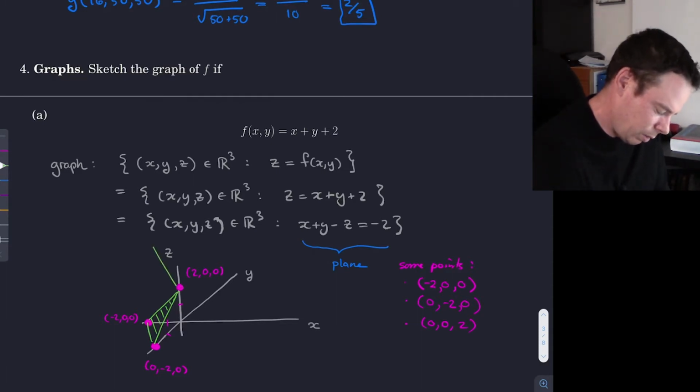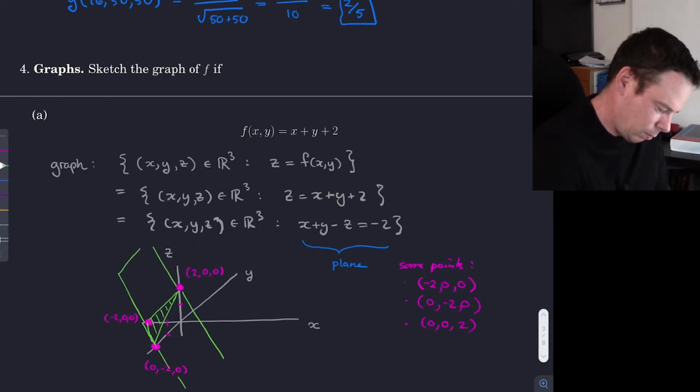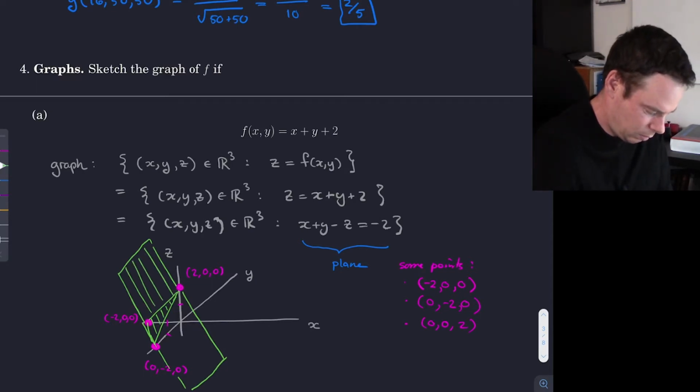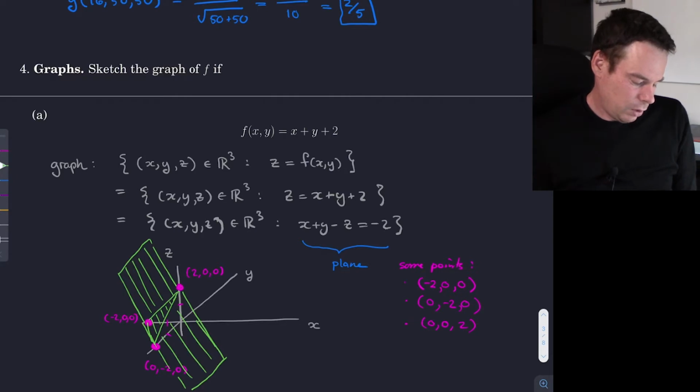And so maybe my plane, it's just going to be a portion of the plane. I can't draw the whole thing, but it's going to look like this. It's going to pass through these points, and maybe it'll look something like this. So there's my plane, and I'll continue these lines on. So there's my graph. I've got 3 points, so that's enough to determine it.